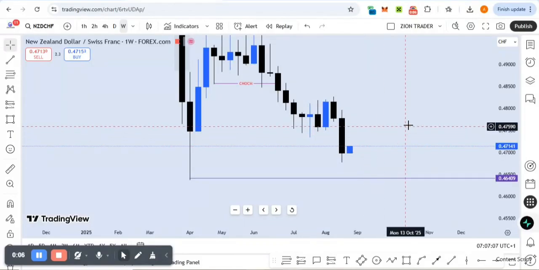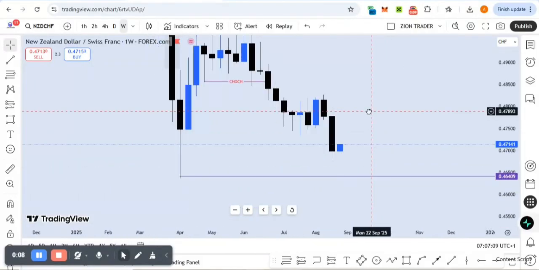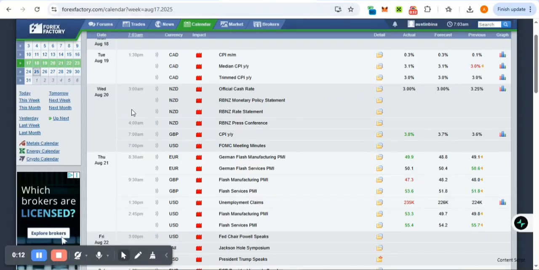Today we'll be analyzing NZDCHF. Before we take a look at the technicals, let's quickly see what we have on the fundamentals. Last week Wednesday, the NZD cash rate was cut from 3.25% to 3%. This is actually negative for a pair like NZDCHF.